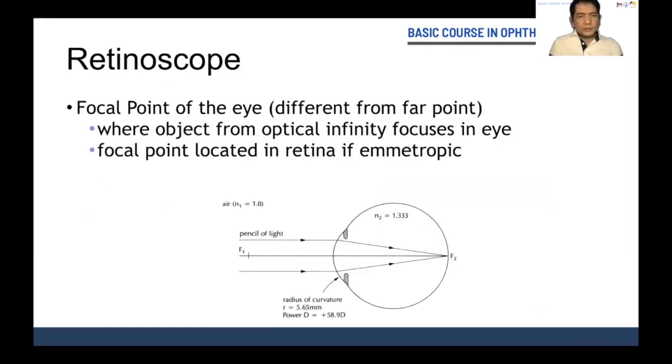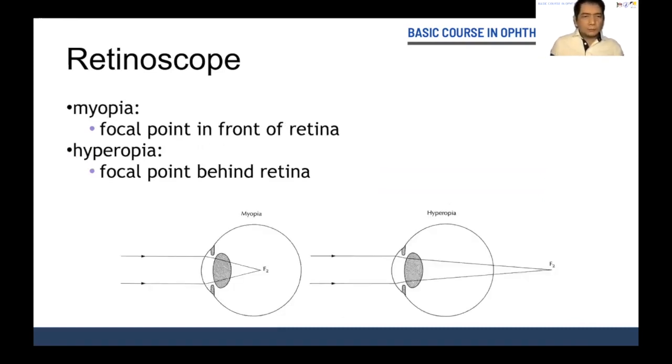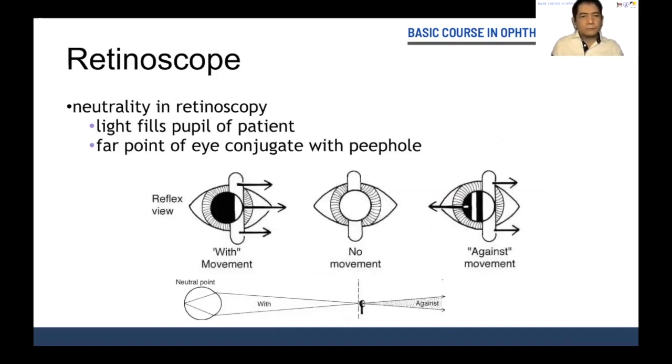Focal point is different from far point. Focal point is where objects from optical infinity focus inside the eye. In emmetropia, the focal point is exactly on the retina. In myopia, the focal point is in front of the retina, and in hyperopia, the focal point is located behind the retina.